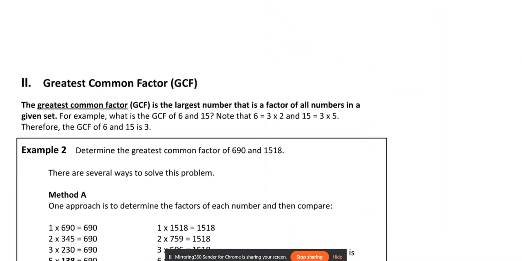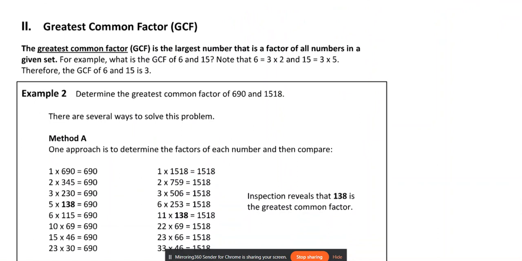All right, so greatest common factor. You guys have been dealing with greatest common factor and least common multiple in other grades too.